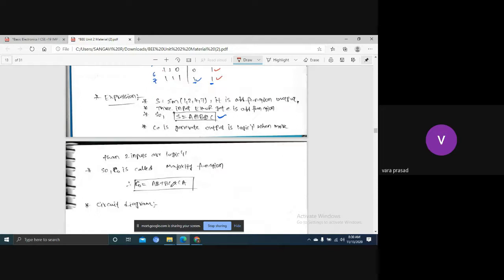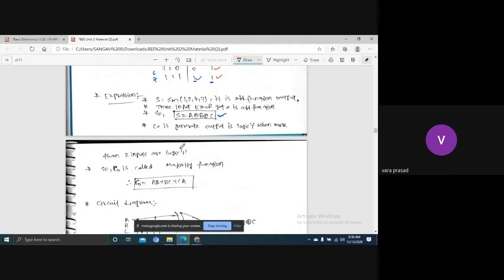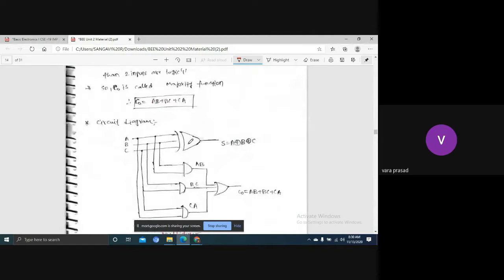So it is called the majority function. What is meant by majority? Out of three inputs, what is the majority? Two is the majority. When two inputs are one, output is one. That's why we write AB plus BC plus CA. This is the circuit diagram.